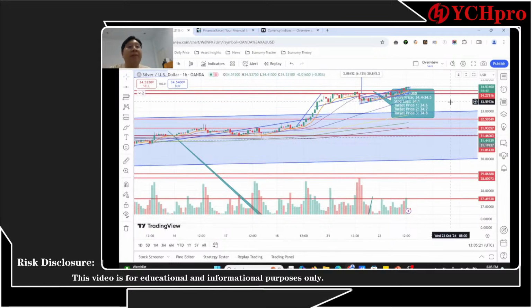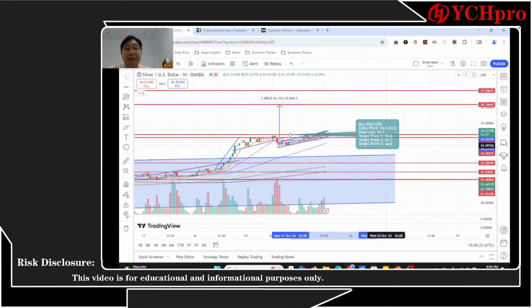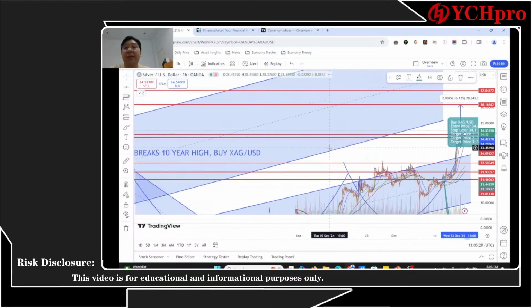Okay, so what just happened on the market? Suddenly I'm seeing that the silver market started to jump even higher, guys.